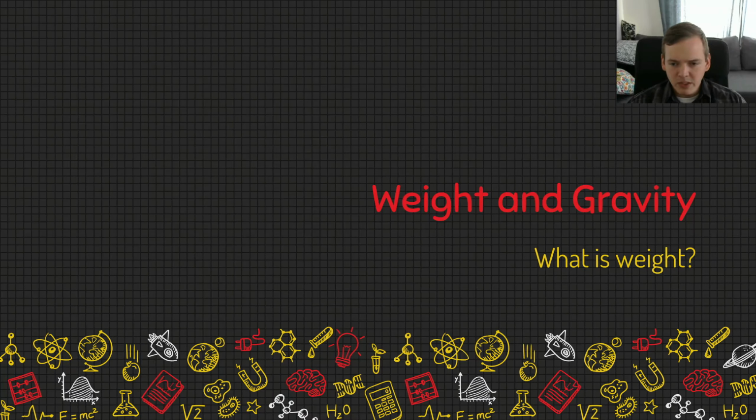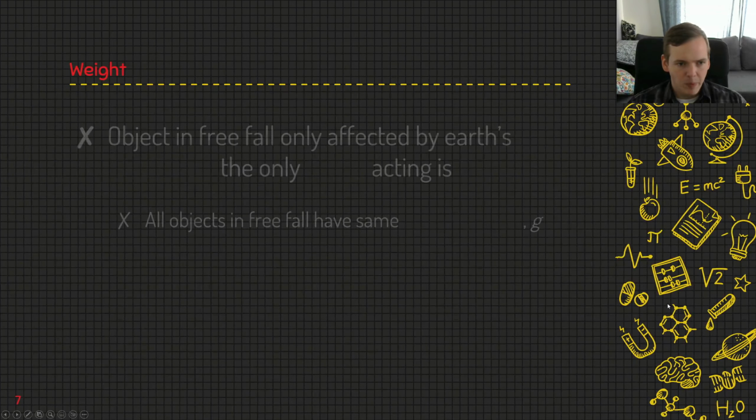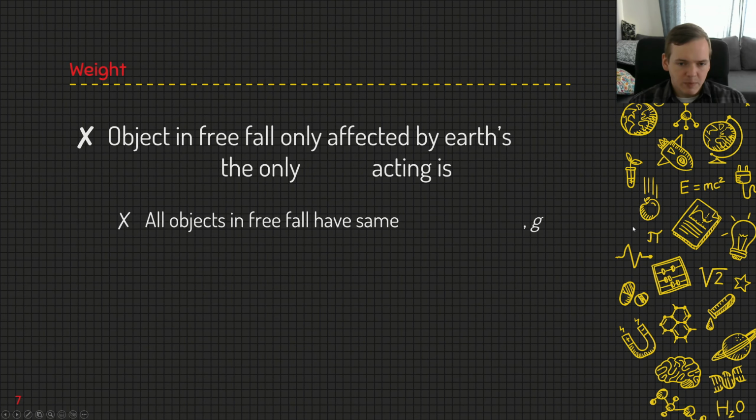I want to take a quick mention of weight and gravity here. We'll talk about them in greater detail in a couple of units from now, but because we've talked about Newton's second law, we can look at weight and what it specifically is. So weight: an object in free fall is only affected by the Earth's gravitational pull.